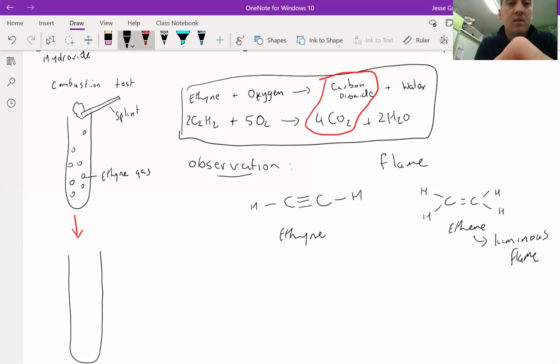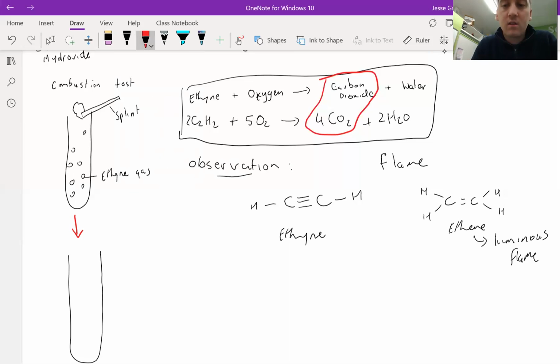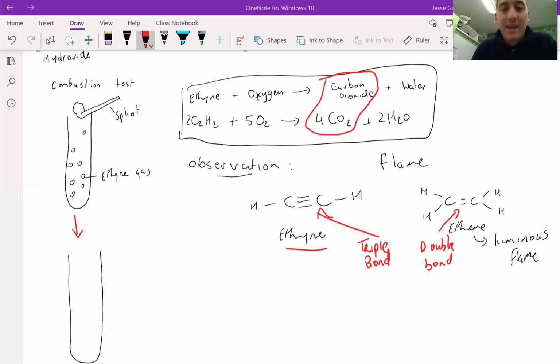Now, because the carbons here are doubly bonded in ethene, double bond, and they are triple bonded in Ethyne, the Ethyne burns less efficiently. Okay, so the Ethyne burns less efficiently.